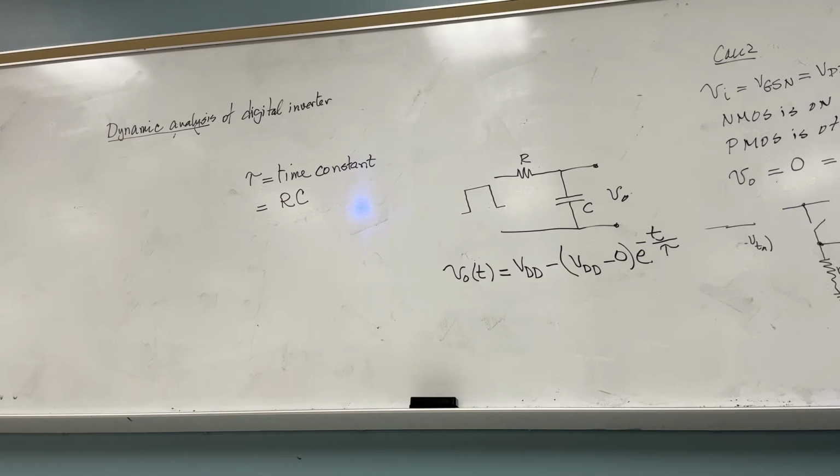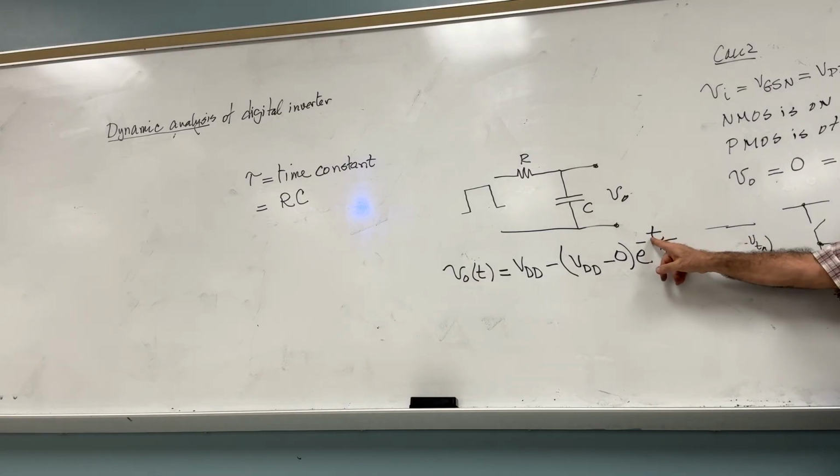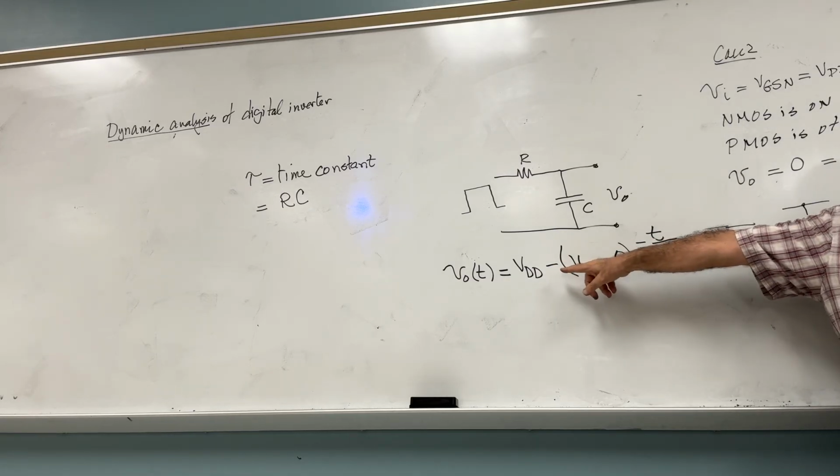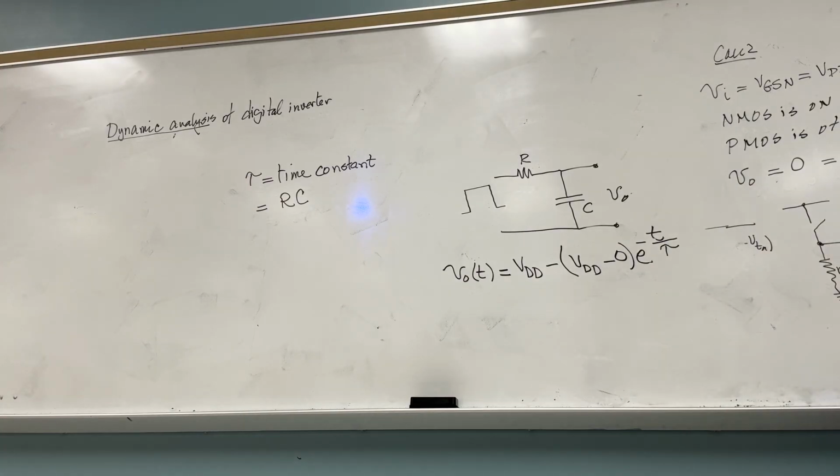What is e to the minus infinity? 0. Which means what? What is the voltage across the capacitor? VDD. Did you get it or not? This is 240, it's not even 340 or 350. It's 240. Right. Clear?